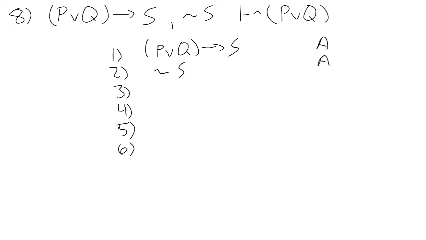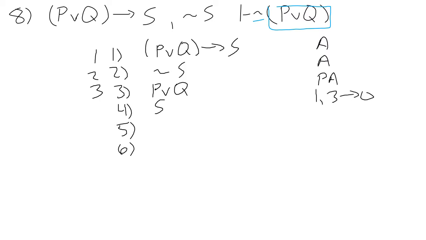But the important thing about this proof is that, again, the main operator is the tilde here. So we're going to assume the whole thing. We're going to assume P or Q as a PA, and we're going to look for a contradiction. Now, easily enough, we could toss this P or Q into line 1 to get S. So that's going to be 1 and 3, arrow out. 1 and 3 like that.